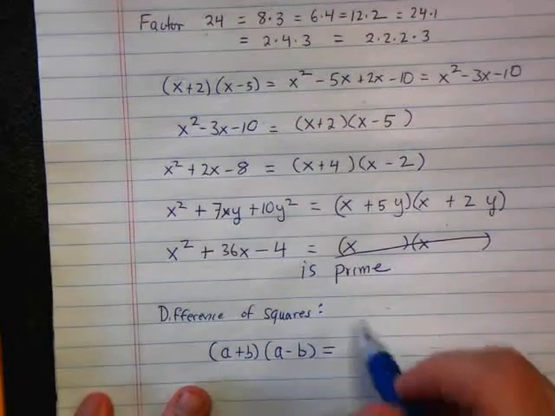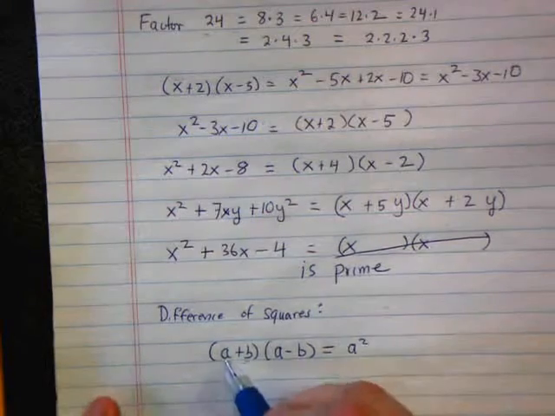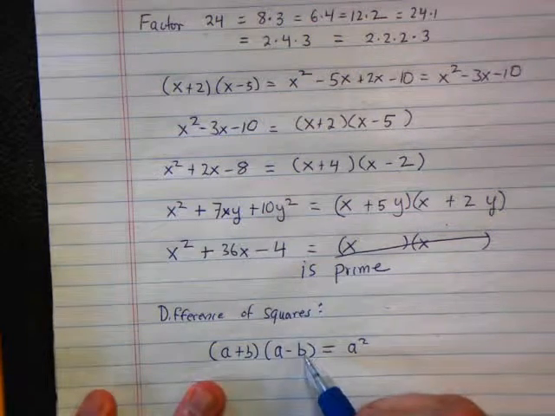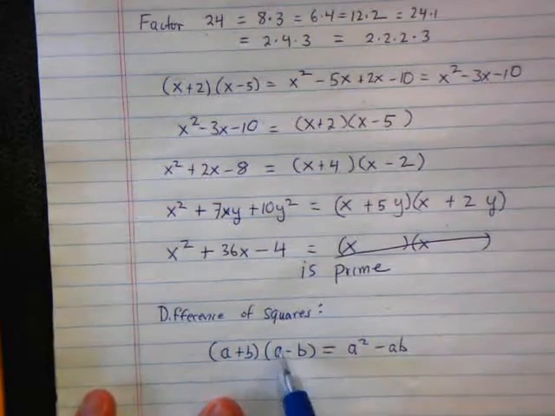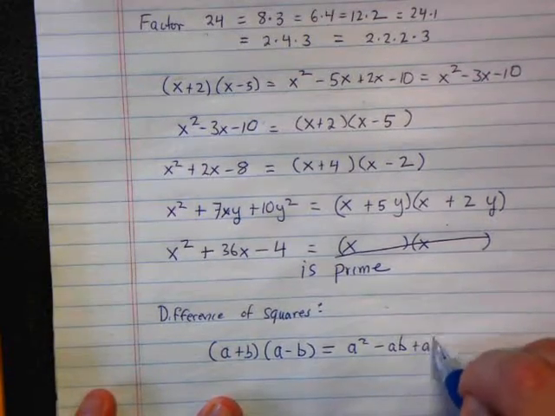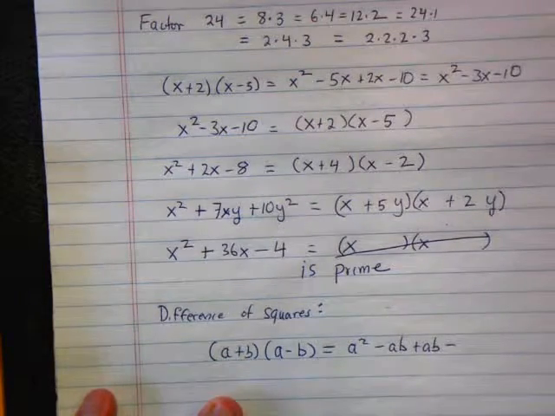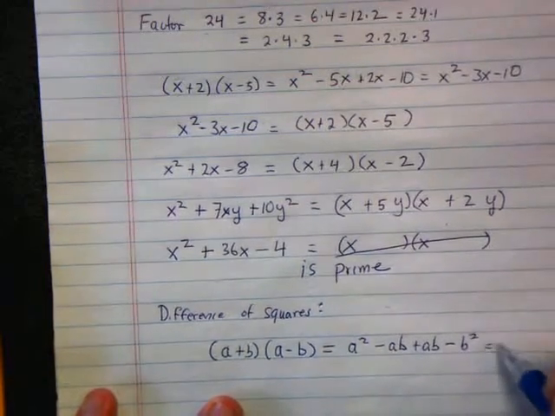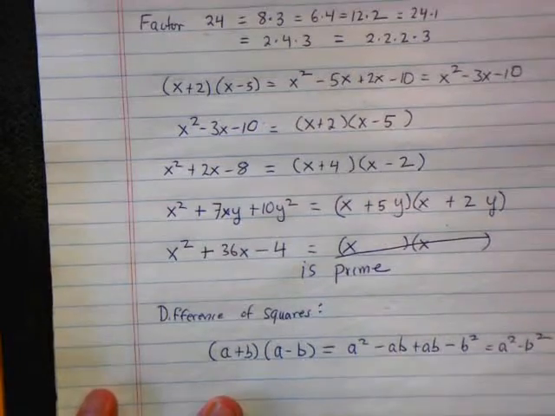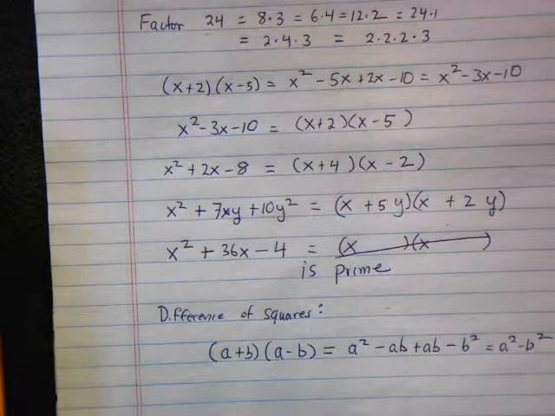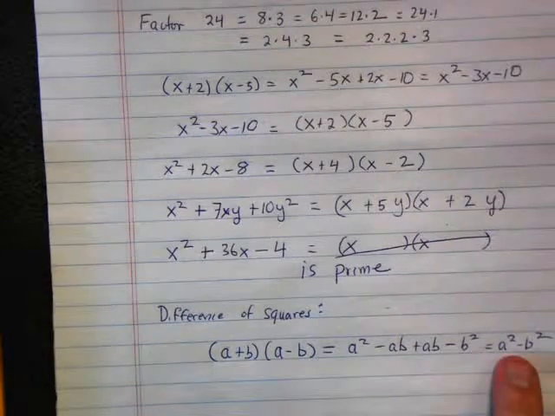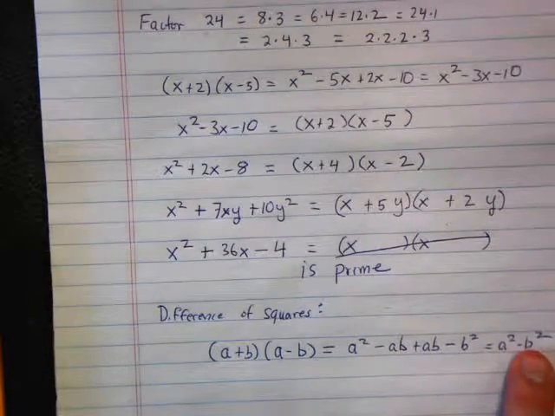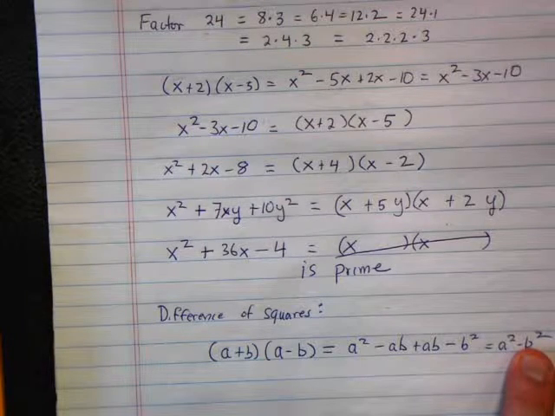What's a times a? A squared. What about the outside? Minus ab. And the inside? Plus ab. And the last? Minus b squared. So a nice thing happens. The middle two cancel each other out. You get a squared minus b squared. This is called difference of squares because I have a square minus a square. Difference is a word for subtraction. So this is called difference of squares.